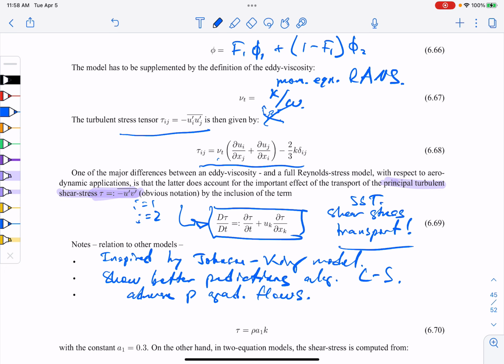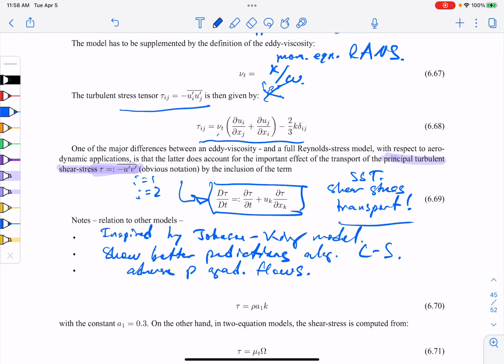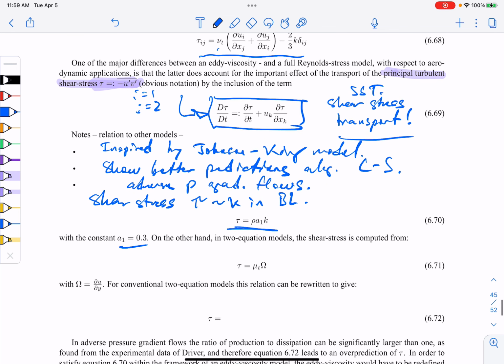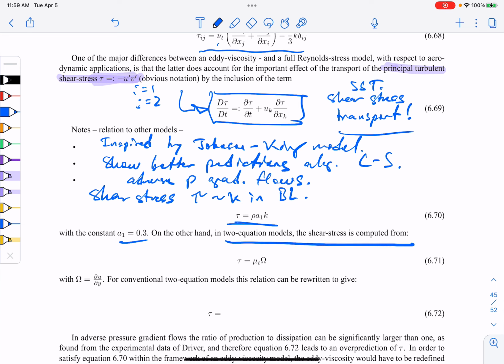And you might need to make a few more approximations. You might say that the shear stress, according to Bradshaw's constant, is proportional to K in the boundary layer. And that's where equation 6.70 comes in. On the other hand, typically in these two equation models, you'll have shear stress computed this way with some eddy viscosity times omega, and in a boundary layer formulation that goes partial u, partial y.